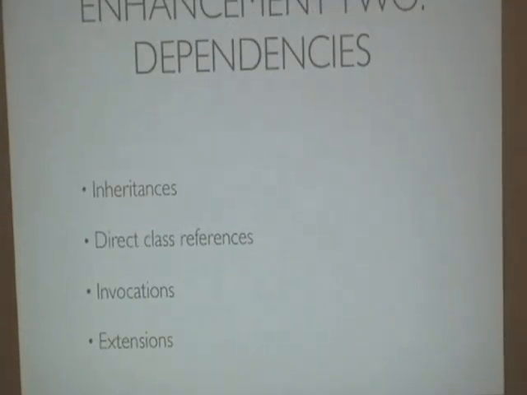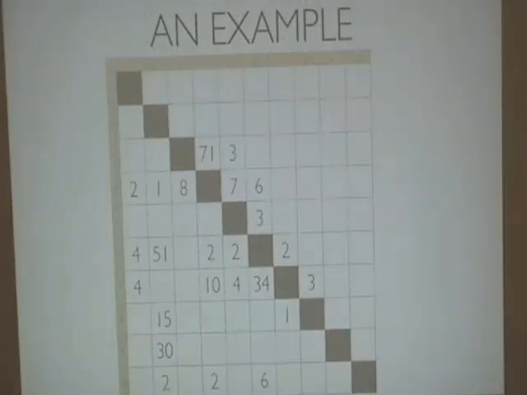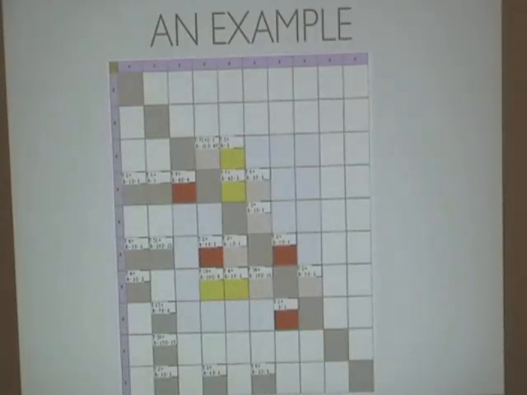And another thing we would like is: I don't want one number but 4 numbers. I would like a number for inheritance, another for direct class references, another for invocation, and another for extension. Okay, we come back to the example network. This is the first matrix. This is the second matrix with colors.